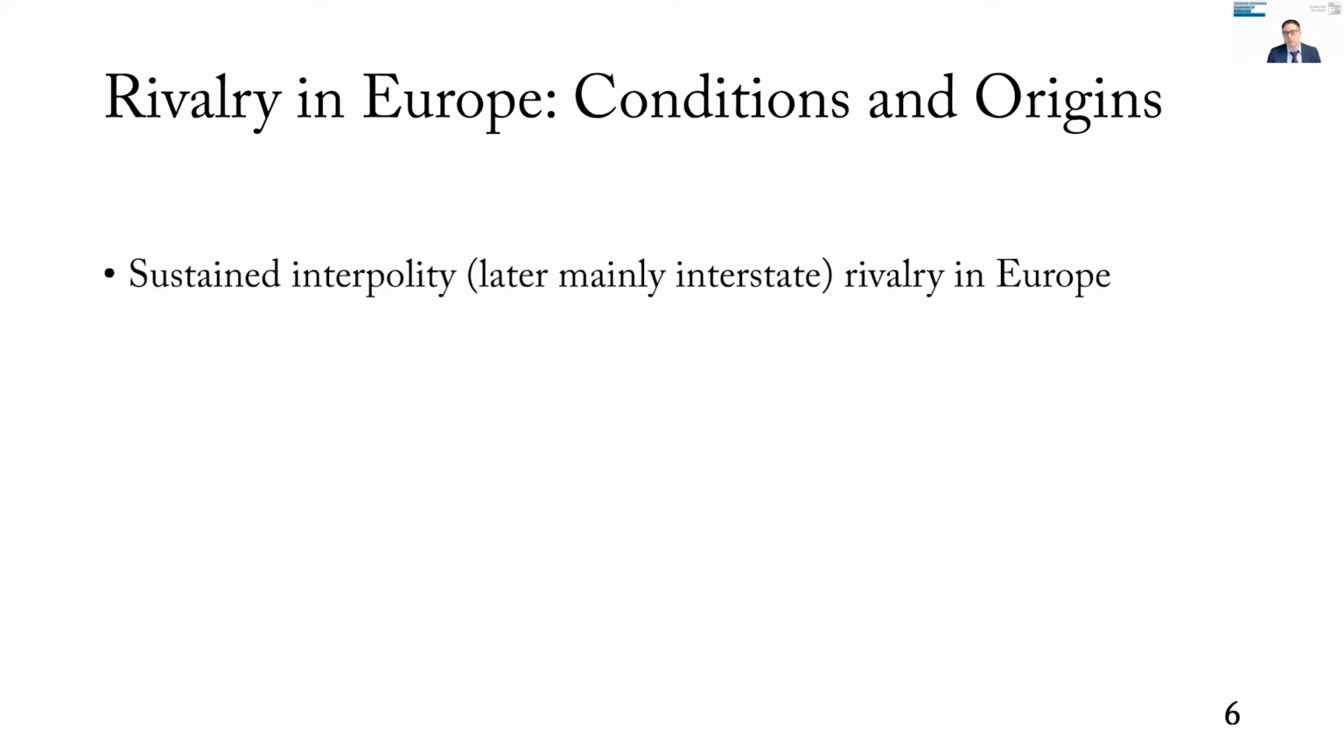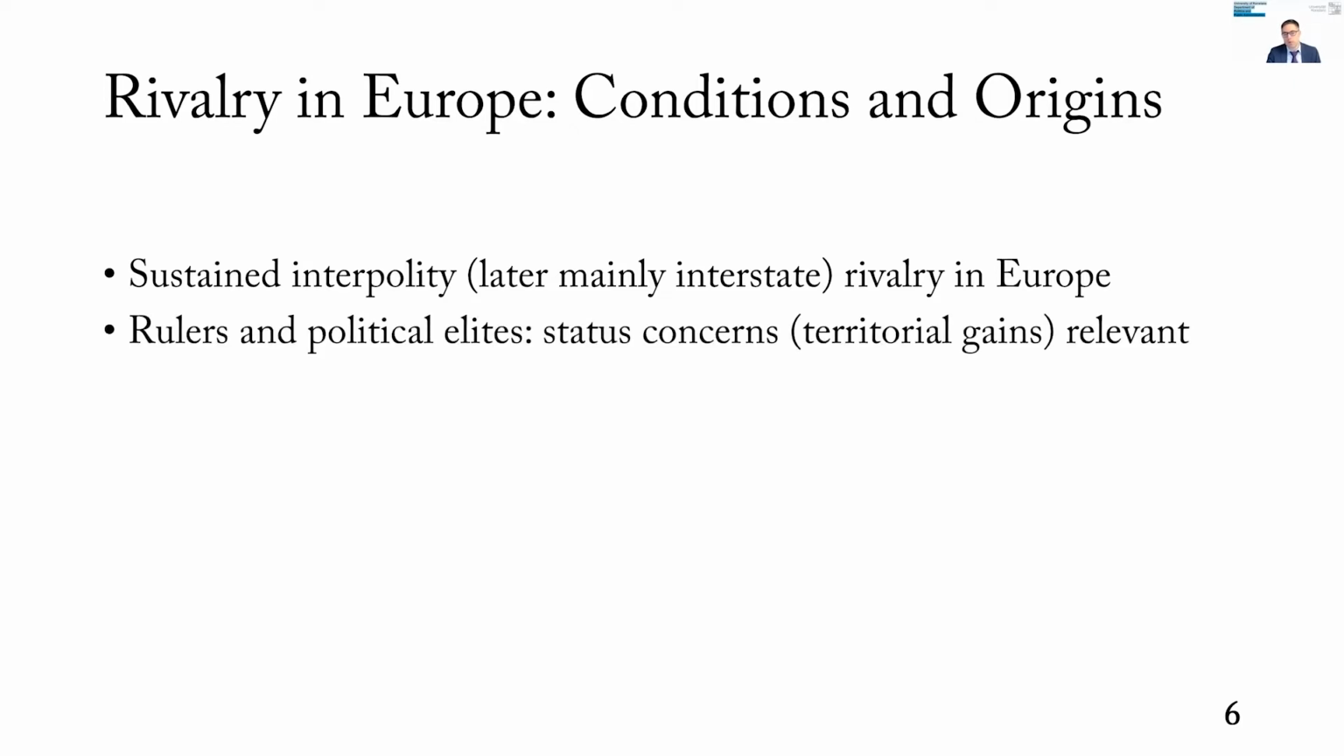Because sustained interpolity, and later mainly interstate, rivalries in Europe are so central to what I'm arguing, I want to briefly elaborate on why these rivalries were sustained. What were the origins of rivalry in Europe? Part of this is that for both rulers and political elites, the leaders of all polities in Europe, status concerns were highly relevant, and status was often associated with territorial gains. Who ruled over a larger territory with more population, more agricultural potential? People who ruled over those territories often gained status and prestige. Recent studies have shown that status and prestige concerns were a key driver of conflict in Europe. So this is a core aspect here.